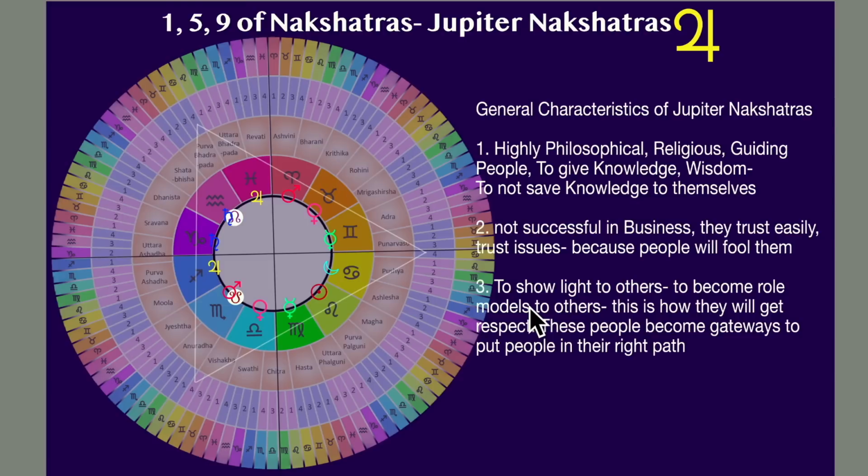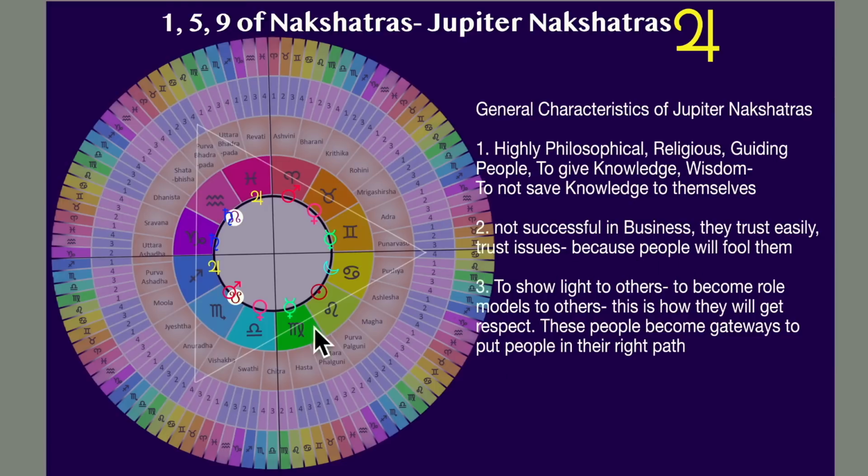Number three, what is the job? What is the highlight or the code of these Jupiter nakshatras, Punarvasu, Vishakha and Purva Bhadrapada? To show light to others. Their goal or target is to become a role model to others. This is how they will get respect. These people become gateways to put people on their right path. That's a beautiful light of Jupiter to show, isn't it? That's the way for these people to take forward in life.